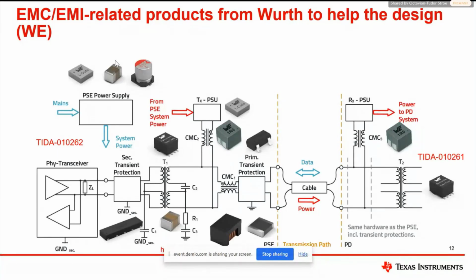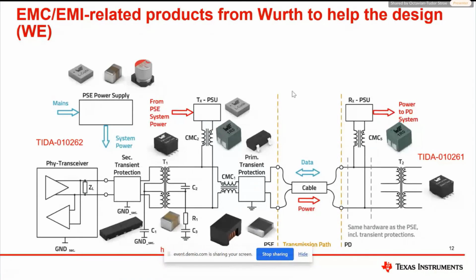Also, the magnetics, in this case transformer 2, transformer 1, common mode choke 1, and common mode choke 2, have to be selected in a way to meet the droop, the return loss, and the mode conversion, which are specified according to the IEEE 802.3cg standard.